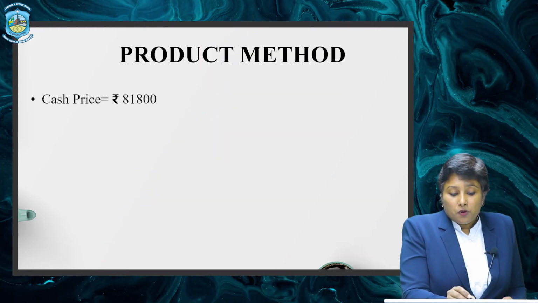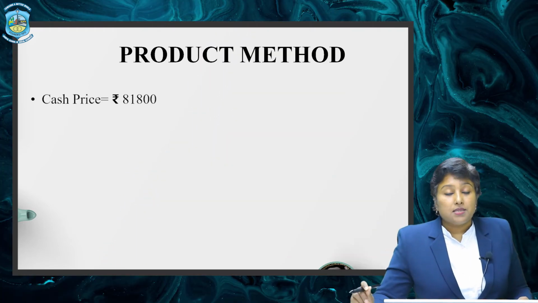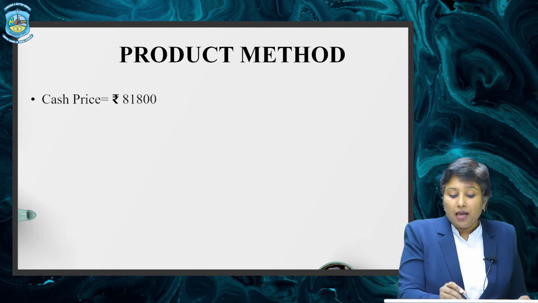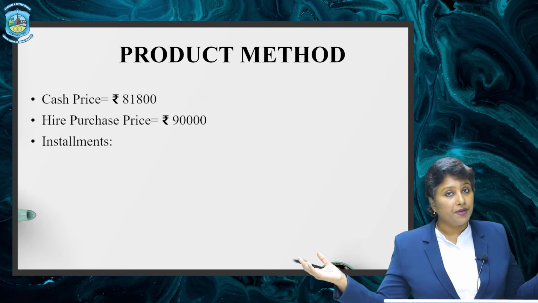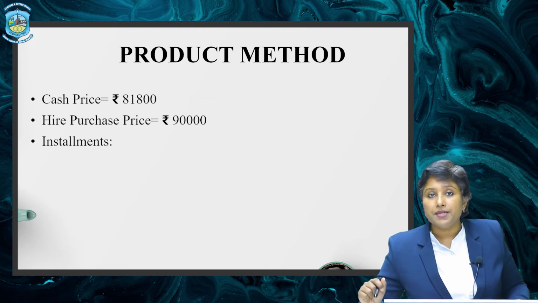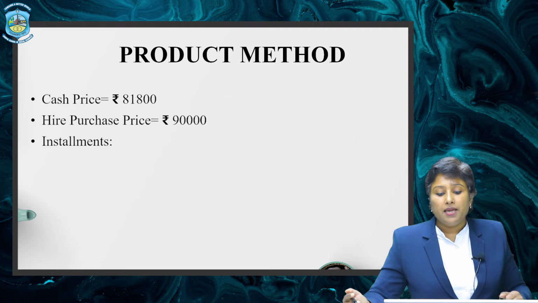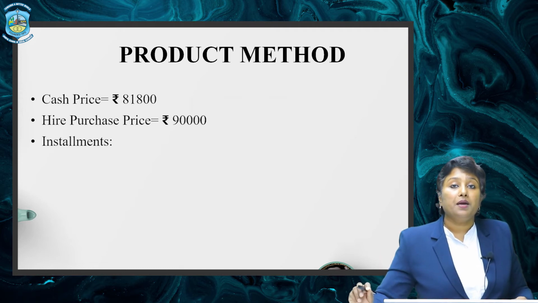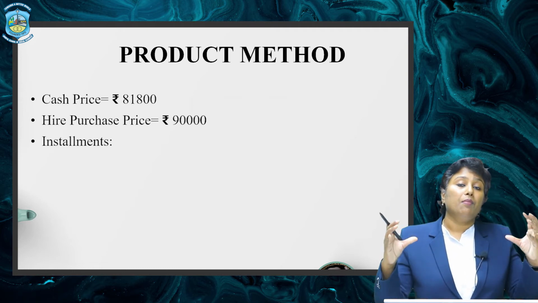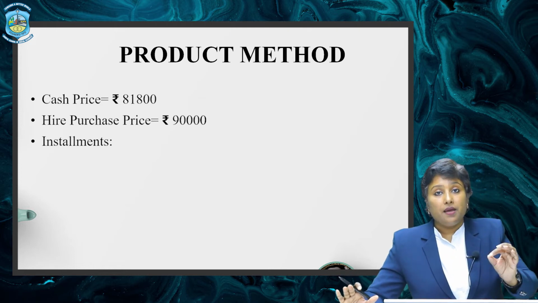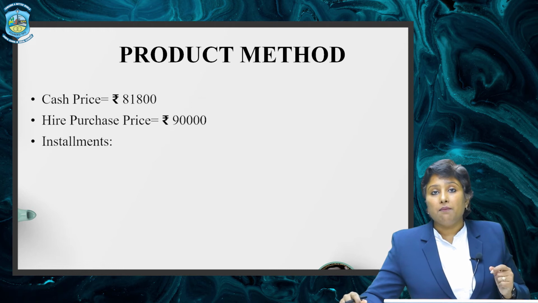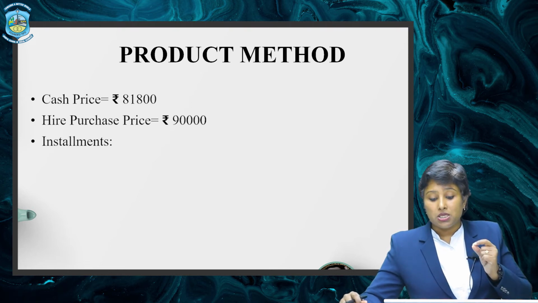Okay. Suppose cash price is given to you as rupees 81,800. The hire purchase price is also given, 90,000 rupees. Interest rate is missing. How will you calculate interest? Yes, the simple thing, deduct cash price from the hire purchase price to get the aggregate amount of interest. The aggregate amount of interest has been calculated, it is there in your hand, but how would you calculate the amount of interest included in each installment?